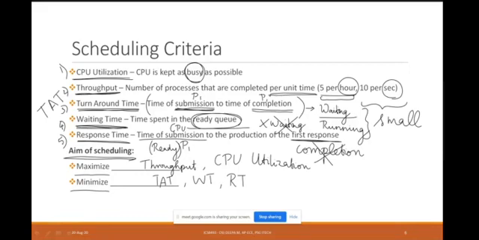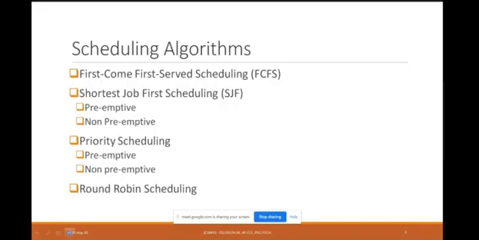So maximizing your throughput and CPU utilization, and minimizing turnaround time, waiting time and response time. So we are moving to the scheduling algorithms. The first algorithm is first come, first serve. The second one is shortest job first, preemptive and non-preemptive, then priority scheduling, preemptive and non-preemptive. And finally, you will have your round robin, or your time sharing environment. Okay, this will be used in your time sharing environment.